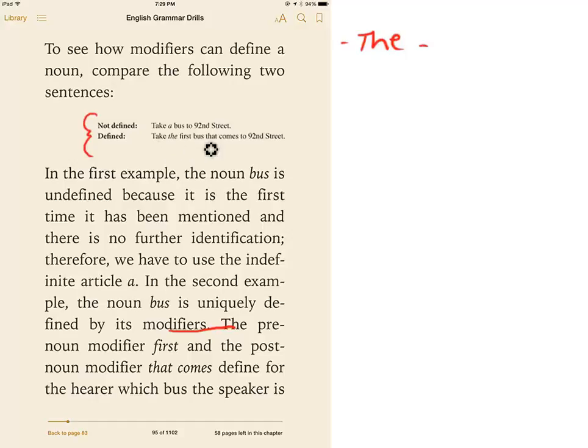Take the first bus that comes to 92nd Street. Now I've given you enough information so that when I use the word the, you know I'm thinking about a specific bus. Which bus am I thinking about? I'm thinking about the first bus that comes to 92nd Street. All right? So it's defined now because I expect you to know which bus, because I've already told you the first one. So then that's when you use the word the. That's one example. So it has to be uniquely identified.